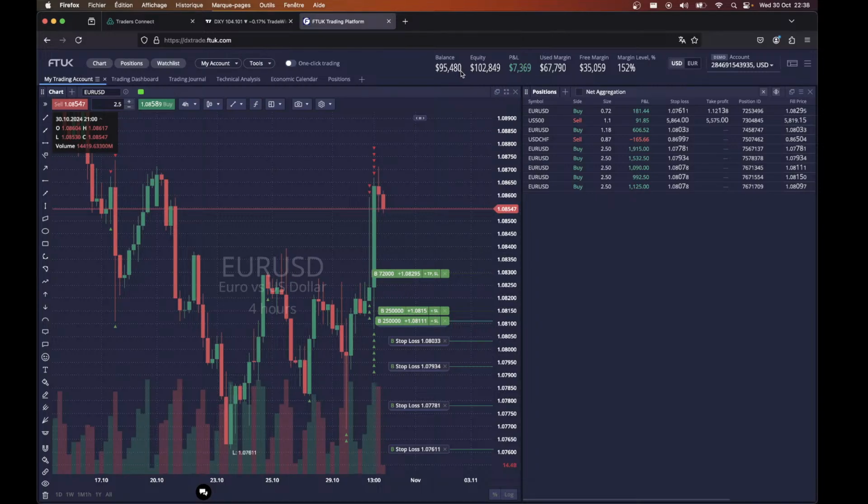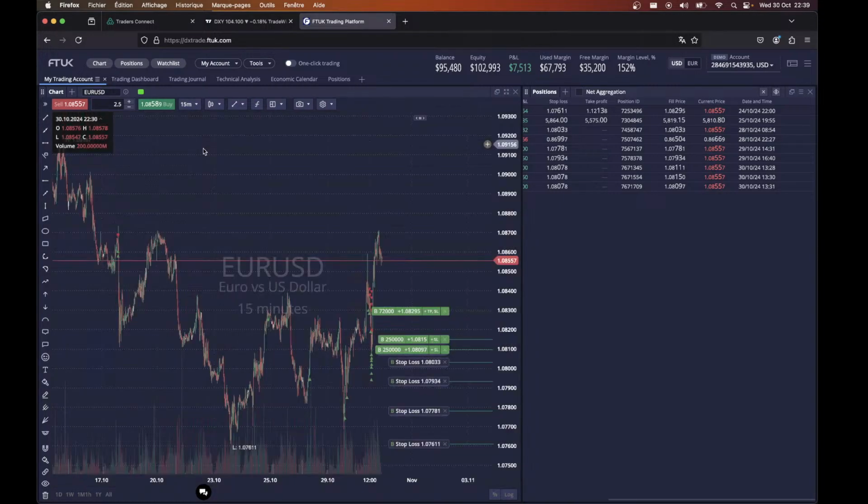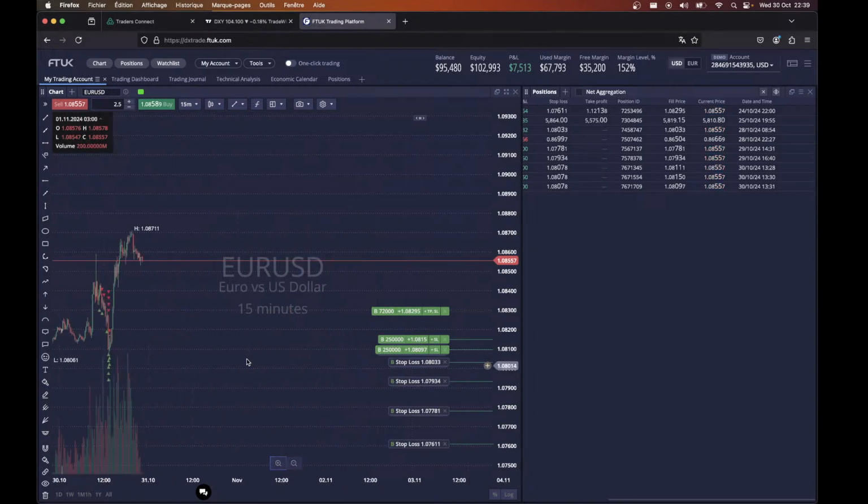So as a reminder, I was more than 4% down on my 100K account here. And I'm still holding the PnL because I'm really long. You can see I bought a lot of euro today at 13.30, which is precisely when we came back here. Yeah, I will show you that on the 15 minutes time frame. This might be worth it or not.